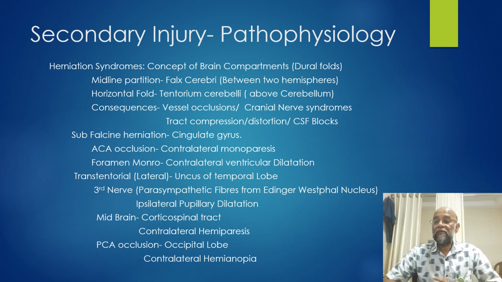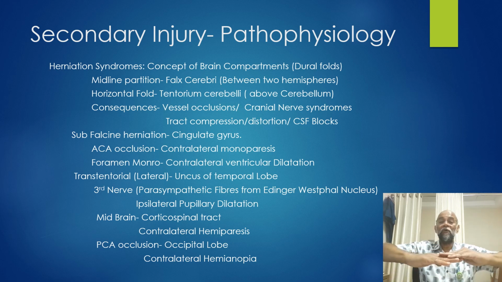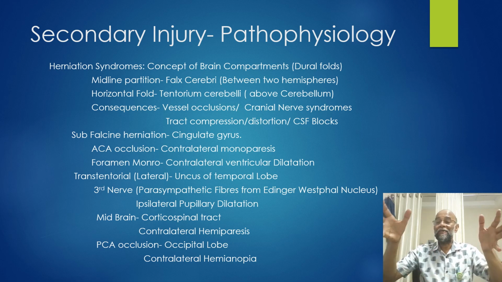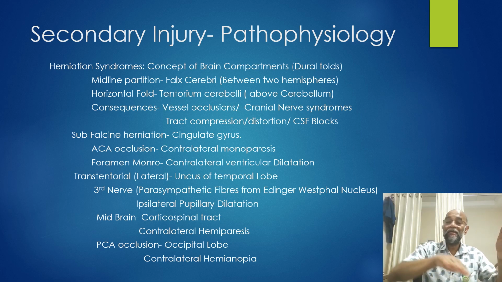Secondary injury, we said increased intracranial pressure is one of the major causes. Now, another cause of secondary injury is a herniation syndrome or a brain shift. Why do you call it a herniation? Because the intracranial chamber is actually compartmentalized by dural folds. You have the vertical midline partition called the falx cerebri, and you have a horizontal fold between the occipital and temporal lobes and the posterior fossa. So because of these partitions, the brain can herniate from one chamber or one compartment to the other.